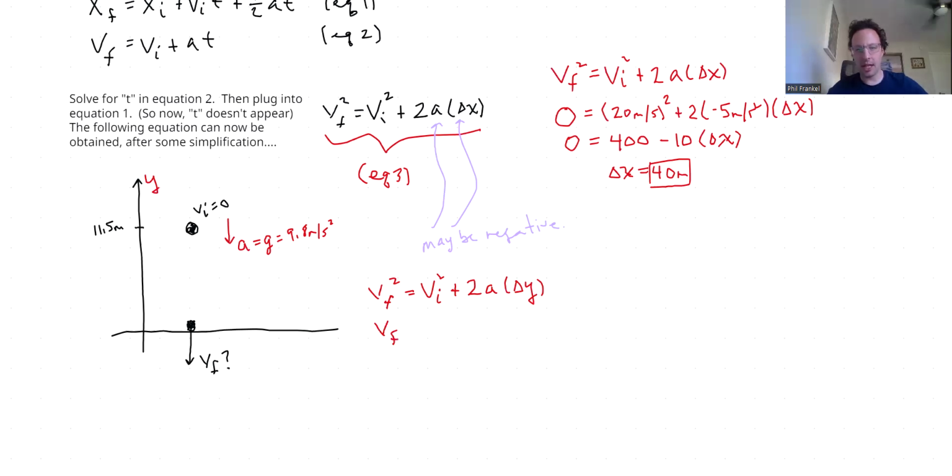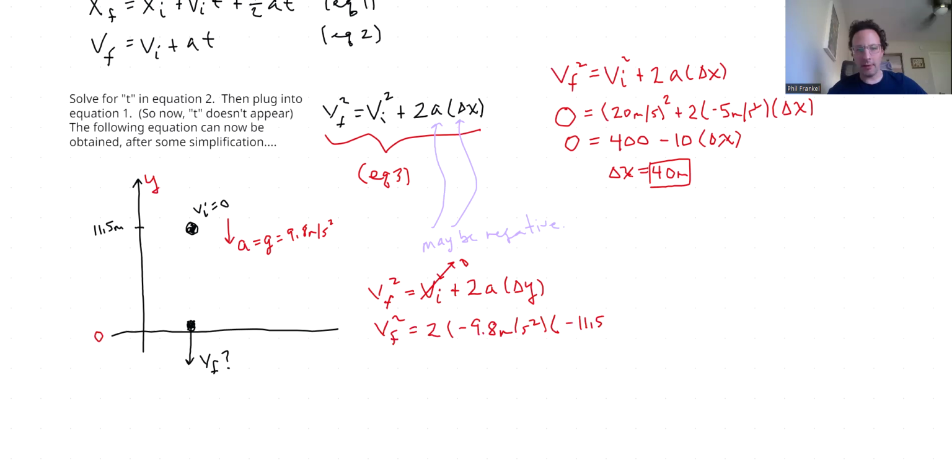The acceleration, I have to be really careful. The acceleration is negative 9.8 meters per second squared. And the displacement, I also have to be careful. The object starts at y equals 11.5 and ends at y equals 0. So the displacement is negative 11.5 meters. The object moved in the negative y direction.